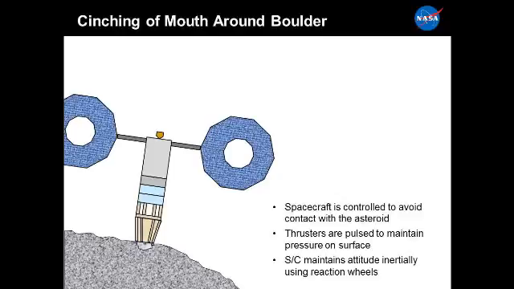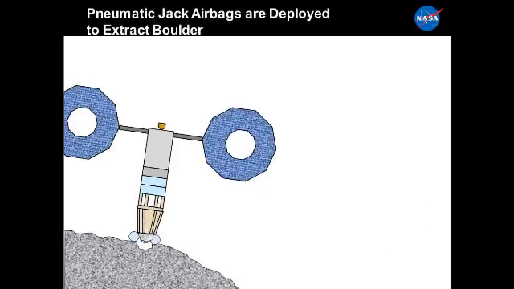Now, if the rock breaks apart at that point, that's okay. But if it doesn't, if we have to pull it off, we move on to the next step. We're held down with thrusters, and we maintain our attitude inertially with our reaction wheels. Next chart.